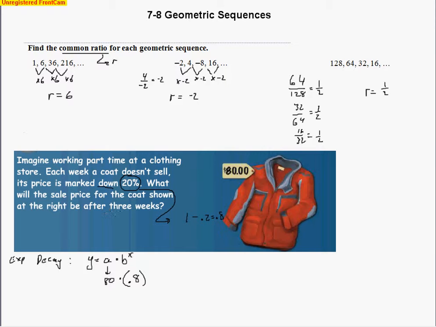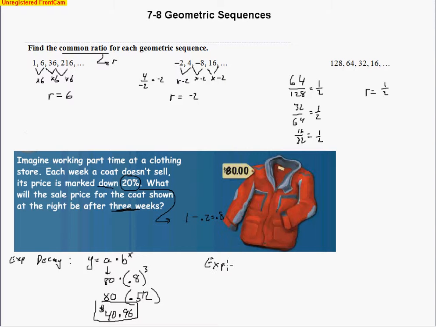Then we wanted to know, after 3 weeks, where x is the number of weeks. So we did the work, and this ended up being 0.512 multiplied by 80. So 80 times 0.512 gives us $40.96. Well, that's what we did in the last section, and you can always solve it that way. But what we're moving into is, in geometric sequences, we use explicit formulas. Let's take a look at that, because that's going to be our next formula that we're going to end up having to use.